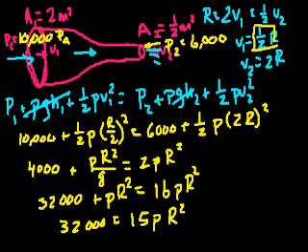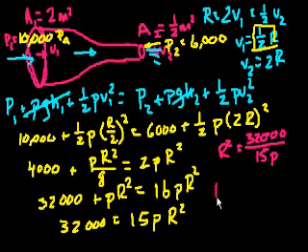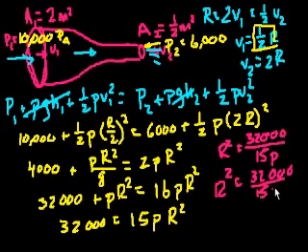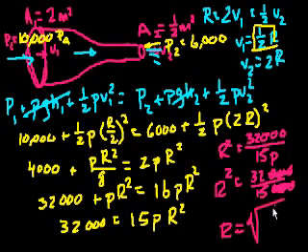So we get R squared is equal to 32,000 divided by 15 rho. Rho is 1,000, so R squared is equal to 32,000 over 15,000, which is the same thing as 32 over 15. So R is equal to the square root of 32 over 15. That's going to be meters cubed per second.